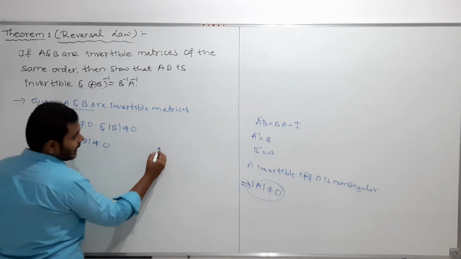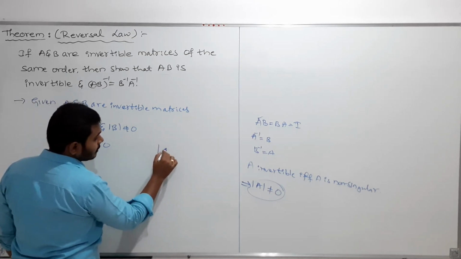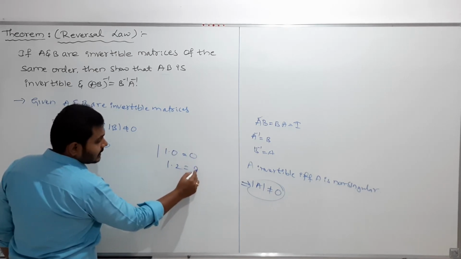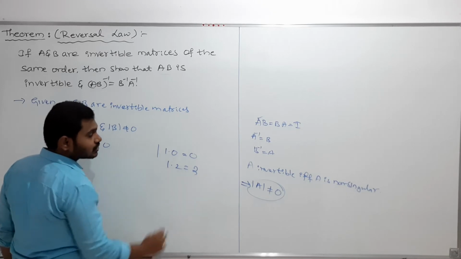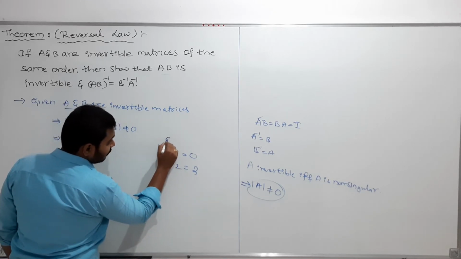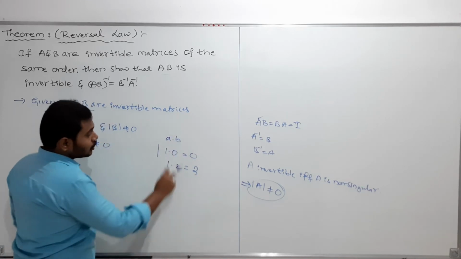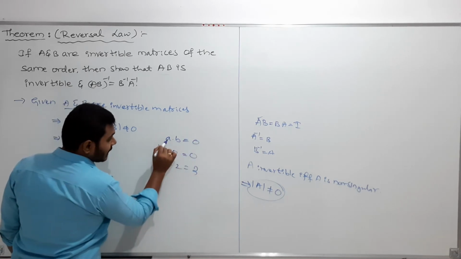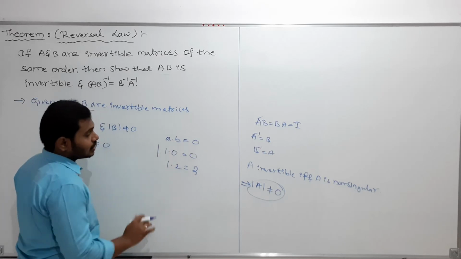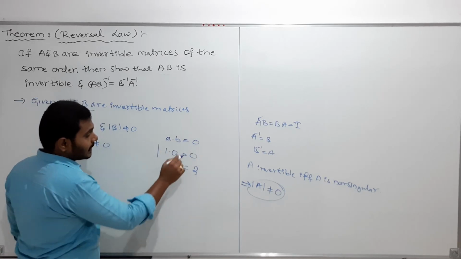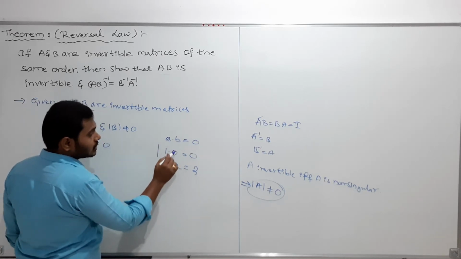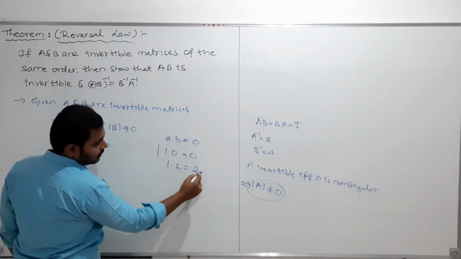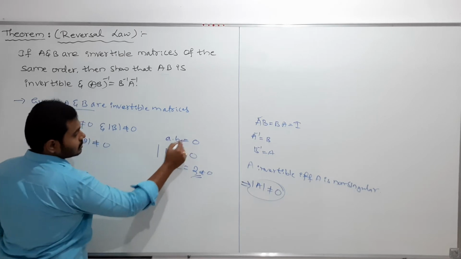So therefore you can have an example here. What is the example? 1 into 0 is equal to 0, but 1 into 2 is never equal to 0. If I have any two numbers, their product is equal to 0 only if either A or B is equal to 0. But if A is non-zero and B is also not 0, then their product is always not equal to 0. So this concept I am using here.